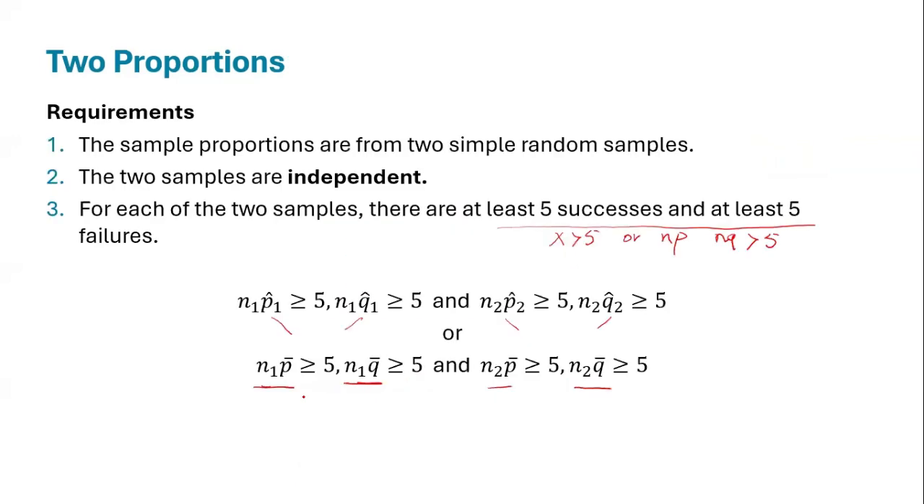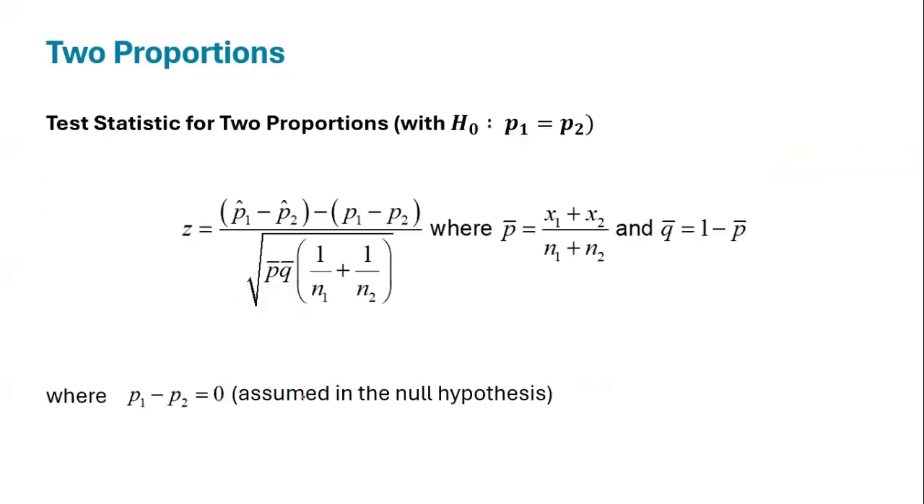So let's start a hypothesis test. In any hypothesis test, after checking the requirement, now we need to find the test statistic. We check the requirement, we write the null and alternative hypothesis, then we need to find the test statistic. And the test statistic is coming from this formula.